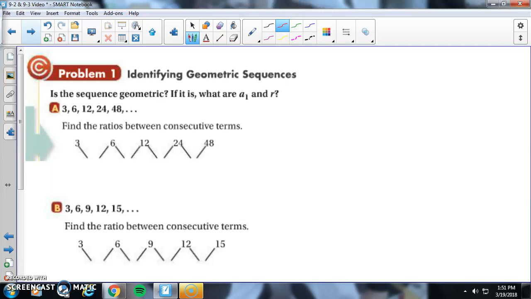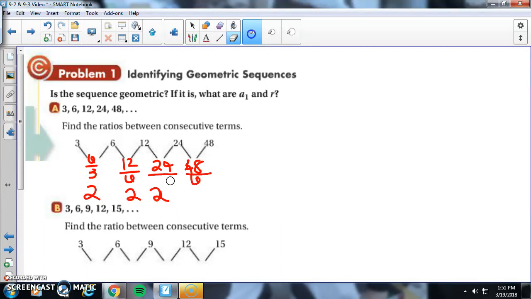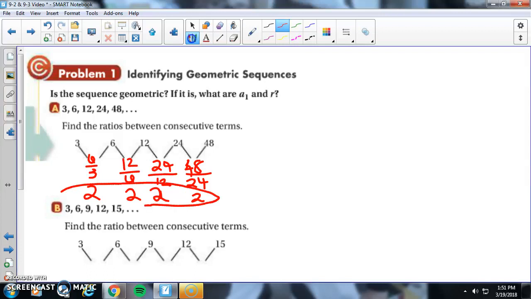We're going to divide to see whether or not these sequences are geometric. So I'm going to take 6 divided by 3, which is 2. 12 divided by 6, which is 2. 24 divided by 6, which is 2. 48 divided by 6. I'm sorry, not 6 every time. We would do 24 divided by 12, which is 2. 48 divided by 24, which is 2. Therefore, we have the same number, so r, or our common ratio, would be 2.